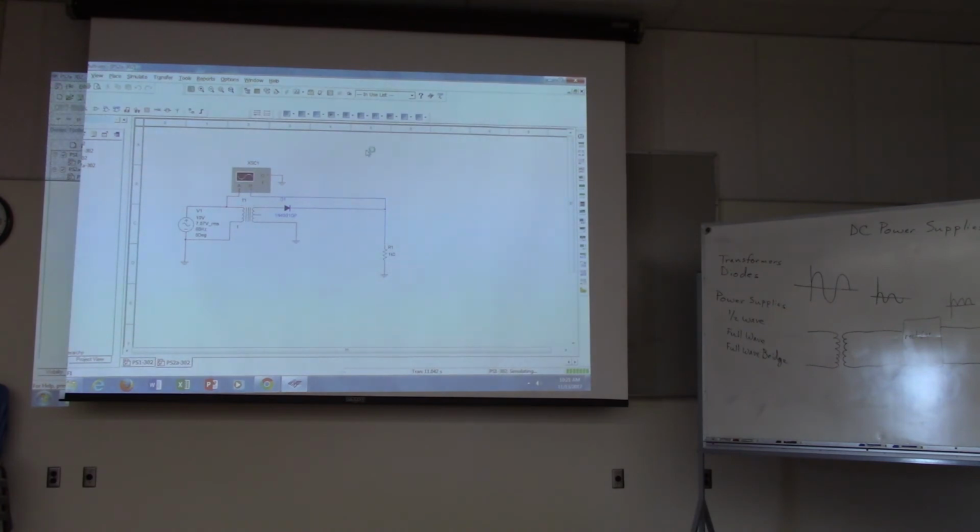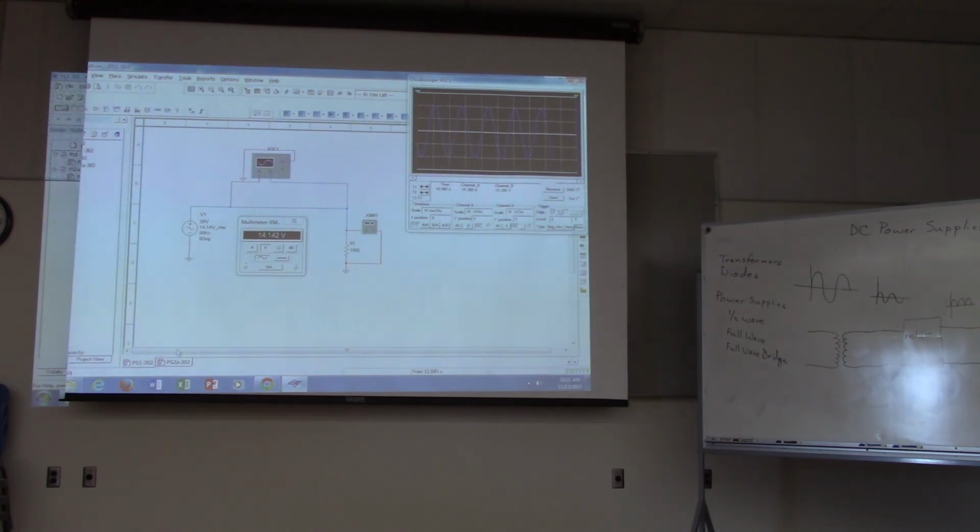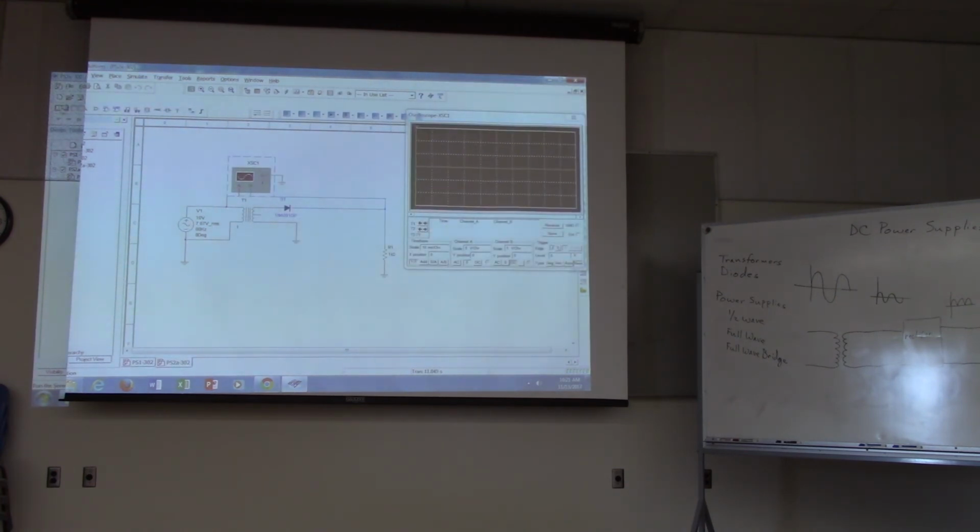All right. So this one, what type of power supply is this? Half-wave. Half-wave, right? It only has the one diode. So this is a half-wave power supply. So if we open up our oscilloscope, and we stop the other simulation, now we can run this one. And you can see right now we're seeing the output signal, but we're not seeing the input signal.